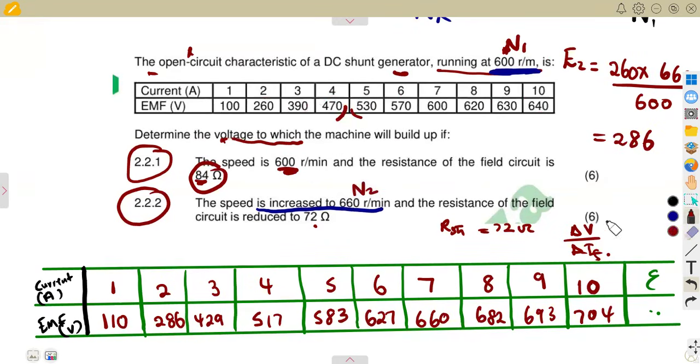So it is the same thing like what we are having now. From this table, the question is determine the voltage. This is at a speed of 606. After the increase, we are still at the same speed that we were given before. But this is reduced to 72. So this is what you're going to have.